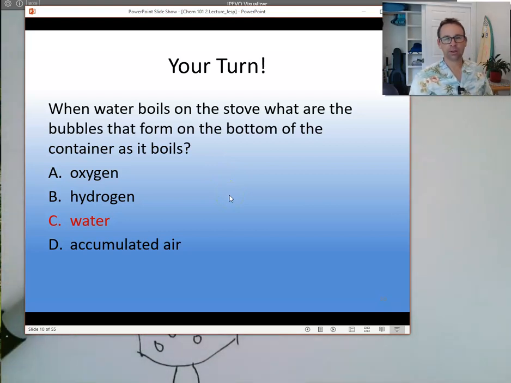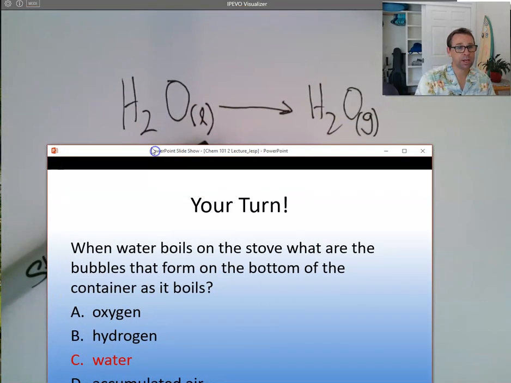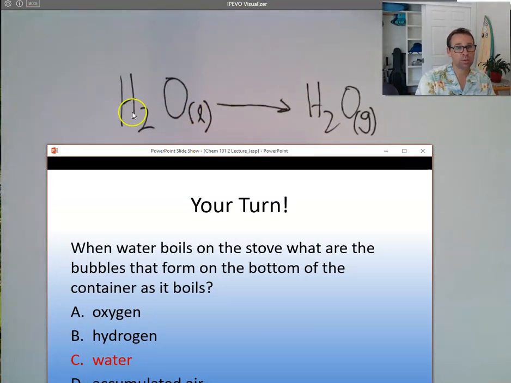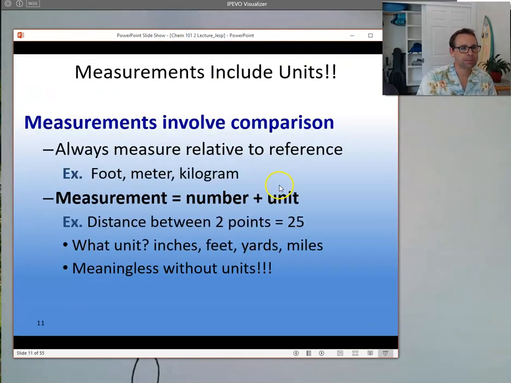All right, very good. Lots of different examples of chemical and physical reactions. How about this? When you boil water, is that a chemical or a physical reaction? I'll let you look at. That's right, it's a physical reaction. We're not changing the way the hydrogen and oxygen are interacting with each other. All right.